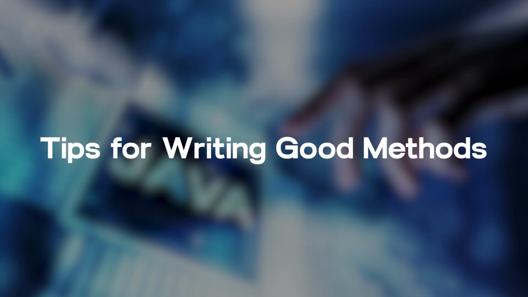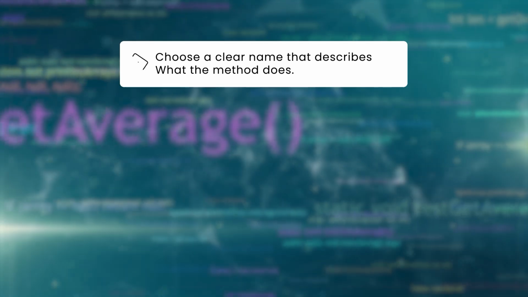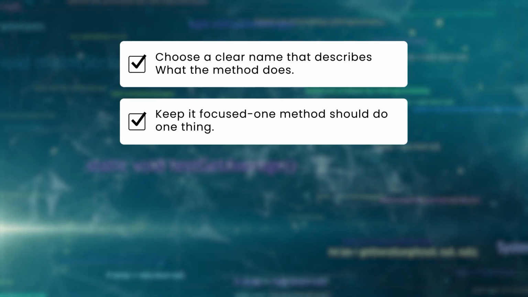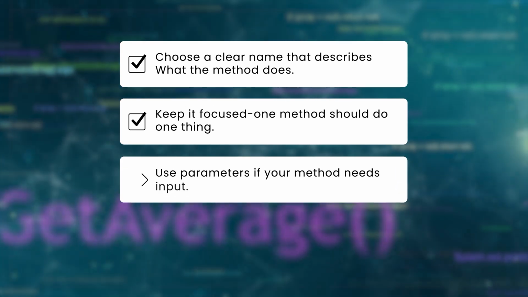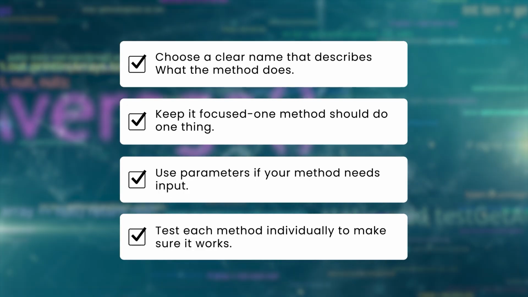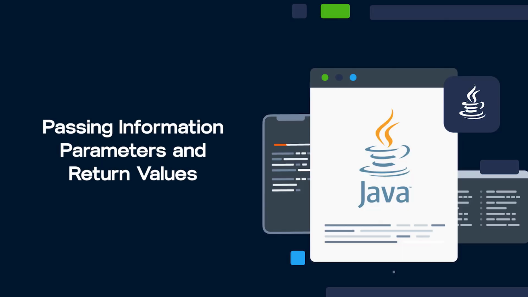Tips for writing good methods. Choose a clear name that describes what the method does. Keep it focused. One method should do one thing. Use parameters if your method needs input. Test each method individually to make sure it works. Passing information, parameters and return values.